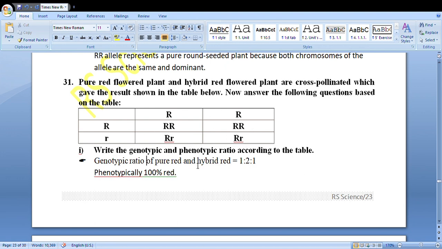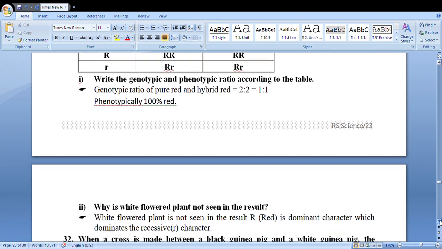The genotype ratio of pure red and hybrid red is 2:2, and upon cancelling it gives 1:1, because pure red 2, hybrid red 2. Phenotypically 100% red, because there is capital R in all, so phenotypically they appear as red, so 100% red.